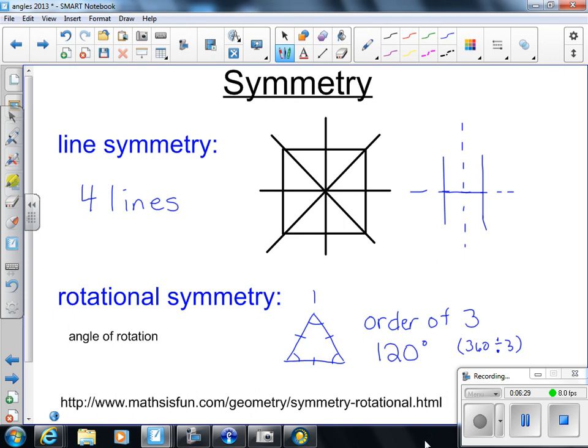All right, any questions on rotational symmetry? All right, that concludes our lesson today.